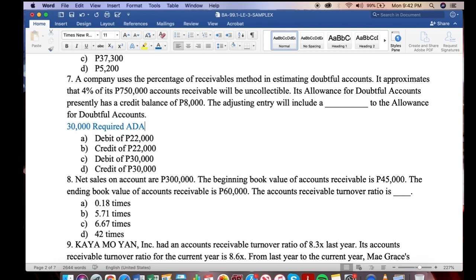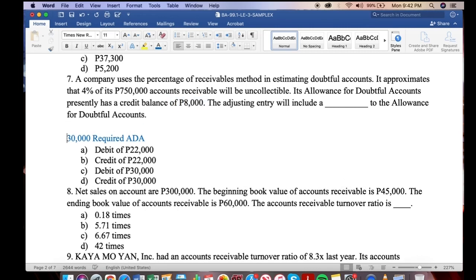Now, currently, ADA has a credit balance of 8,000. So, kumbaga, dito, meron tayong 8,000 beginning ADA. The adjusting entry will include a blank to ADA. Okay? Now, yung 8,000, naging 30,000 sa uli. So, anong ibig sabihin nun? Nagkaroon ng increase ng 22,000 sa ADA. 22,000 to increase the ADA, with credit. Credit balance ang ADA. So, letter B ang sagot.